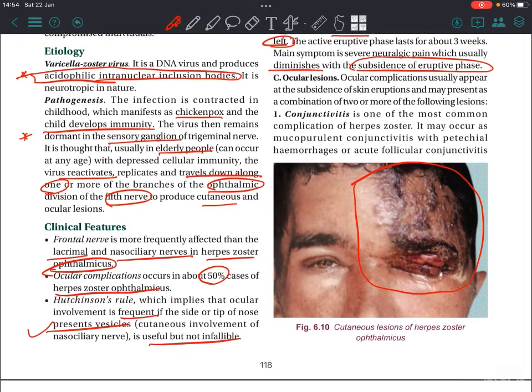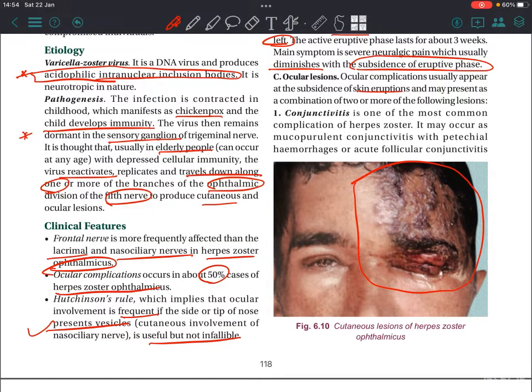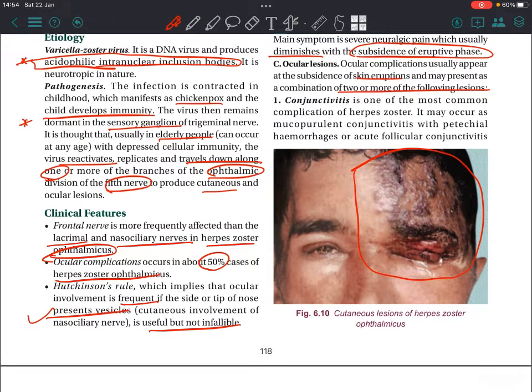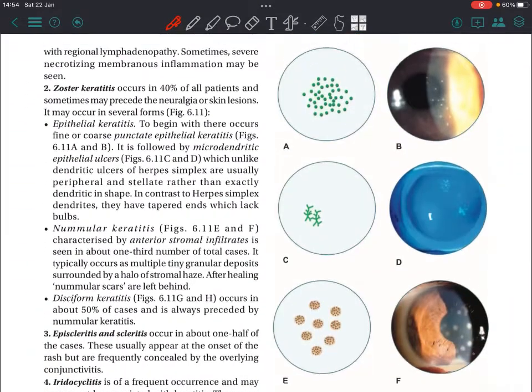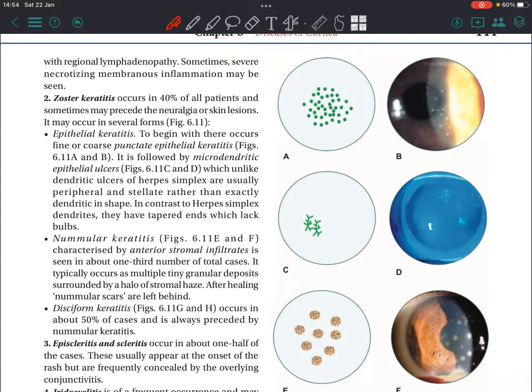Ocular lesion. Ocular complications usually appear at the subsidence of skin eruption and may present as combination of 2 or more of the following lesions. Conjunctivitis is one of the most common complications of herpes zoster. It may occur as mucopurulent conjunctivitis, petechial hemorrhage, or acute follicular conjunctivitis with regional lymphadenopathy. Sometimes severe necrotizing membranous inflammation may be seen. Zoster keratitis occurs in 40% of all patients. It may occur in several forms.